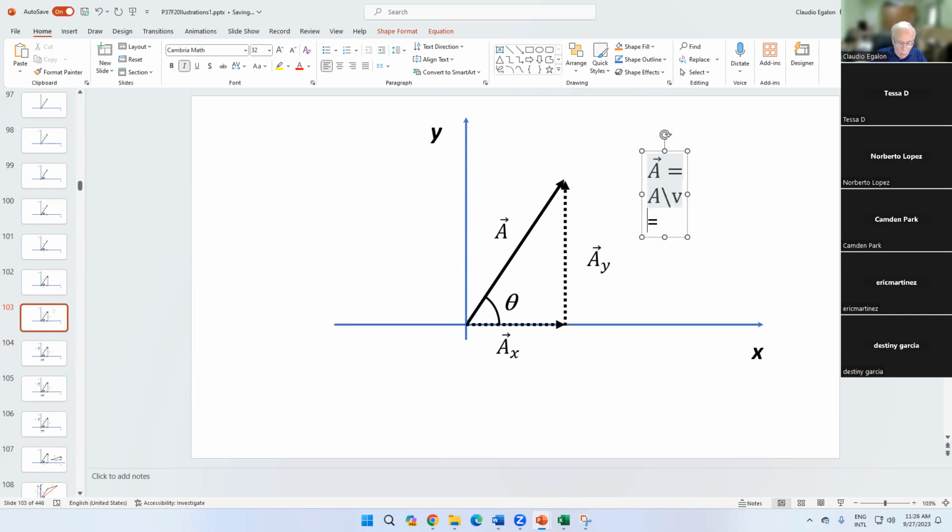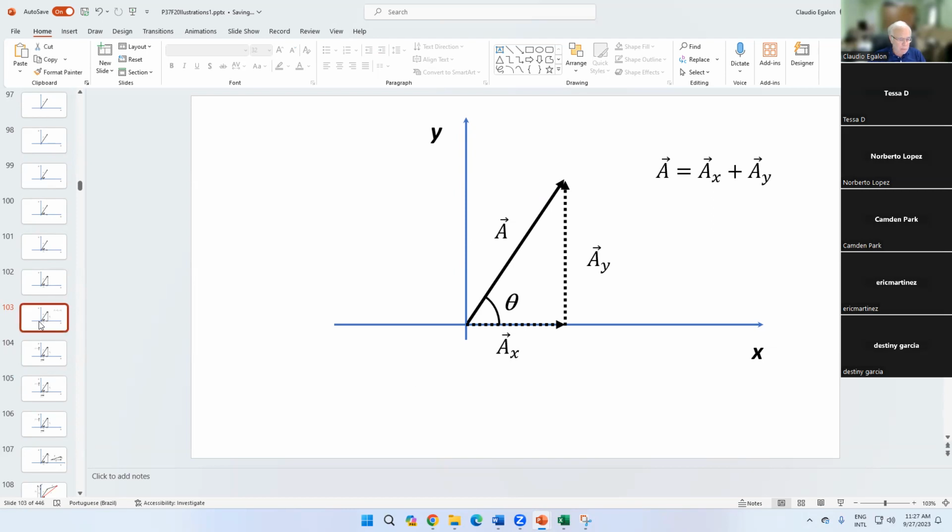One along the x-axis, plus another one along the y-axis. Make sense? Here you go. Looks just like that. We have the vector ax summed up to ay, that becomes the vector A. But we can do more than that, okay?